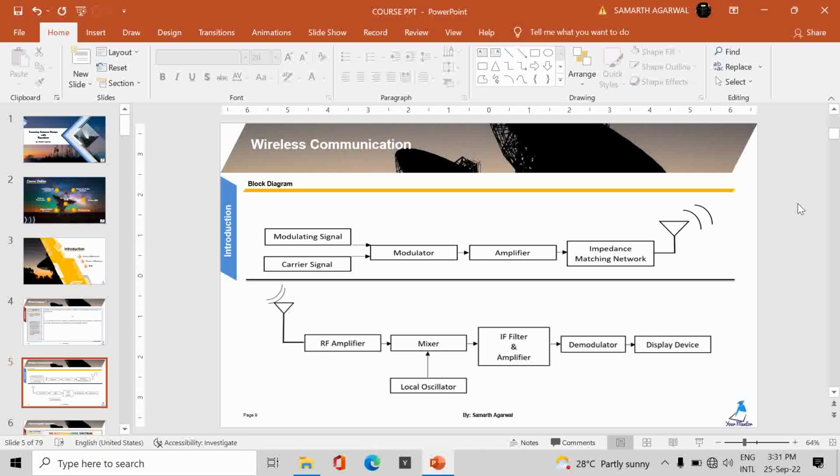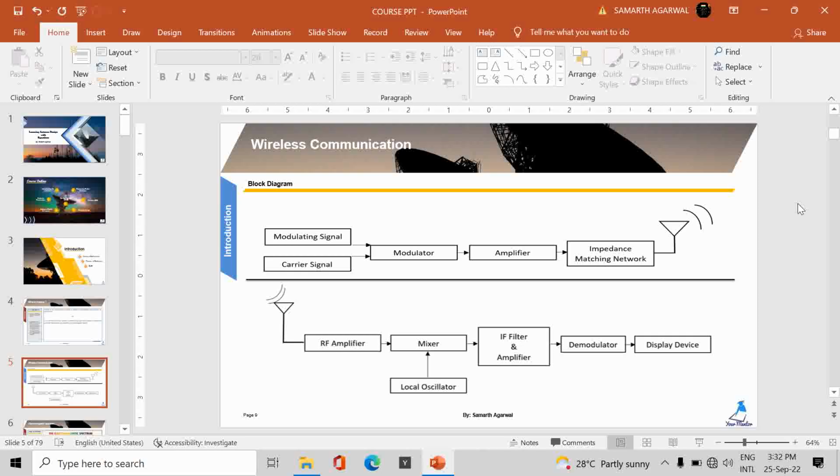So if it is equal, then only will maximum power transfer take place, and otherwise losses will occur. At that time we will have huge losses and will not be able to transmit more power, more signal, to the environment, or you can say to the receiver side.